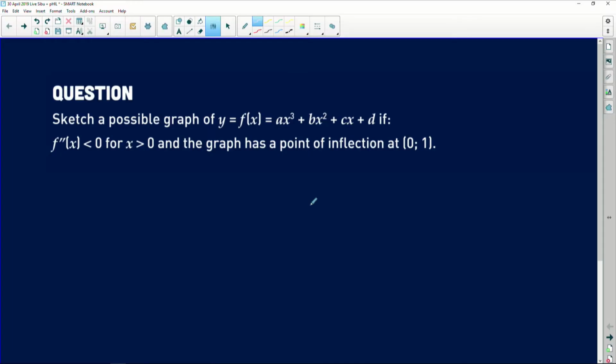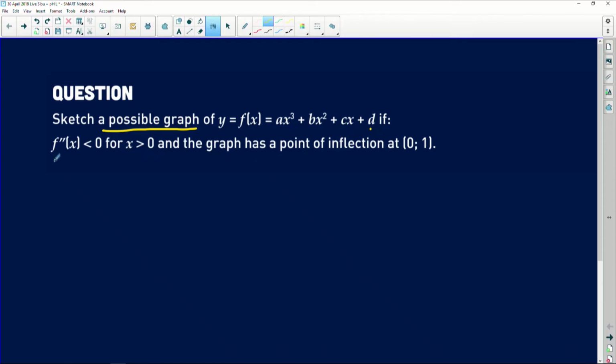It says, sketch a possible graph of y equals f of x, which is given to us by ax cubed plus bx squared plus cx plus d. So we have a whole bunch of variables that we haven't been given, guys. They've intentionally not given us those variables. They're basically looking to see that this is a cubic. They want you to know what a cubic looks like and how to draw it, regardless of the variables that influence that cubic function. They want to test that you know the basic shape.